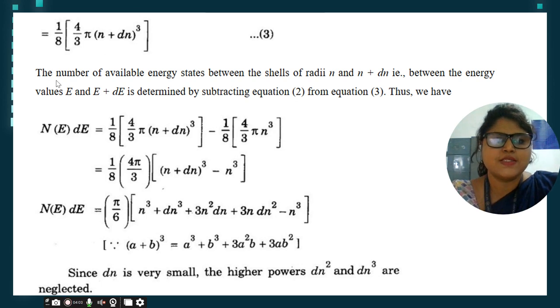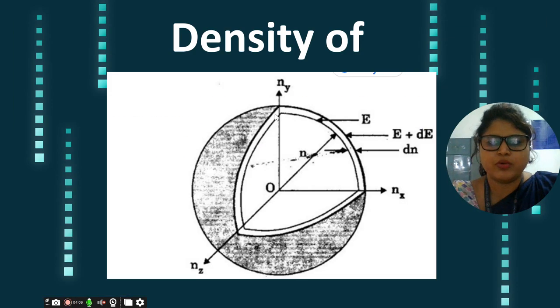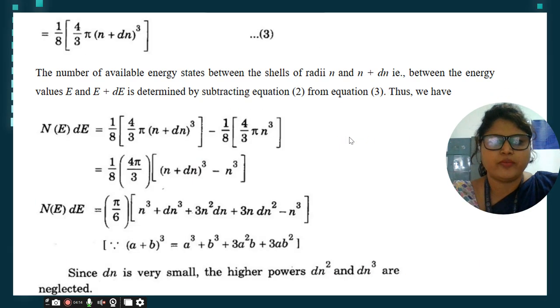Now you have to see the number of available energy states between these two shells. So what we have to do is take the volume of n plus dn minus the volume of n. So N of E dE, the number of available energy states between E and E plus dE, is given by 1 by 8, because 1 by 8 is common, and 4 pi by 3 is also common, times n plus dn the whole cube minus n cube.